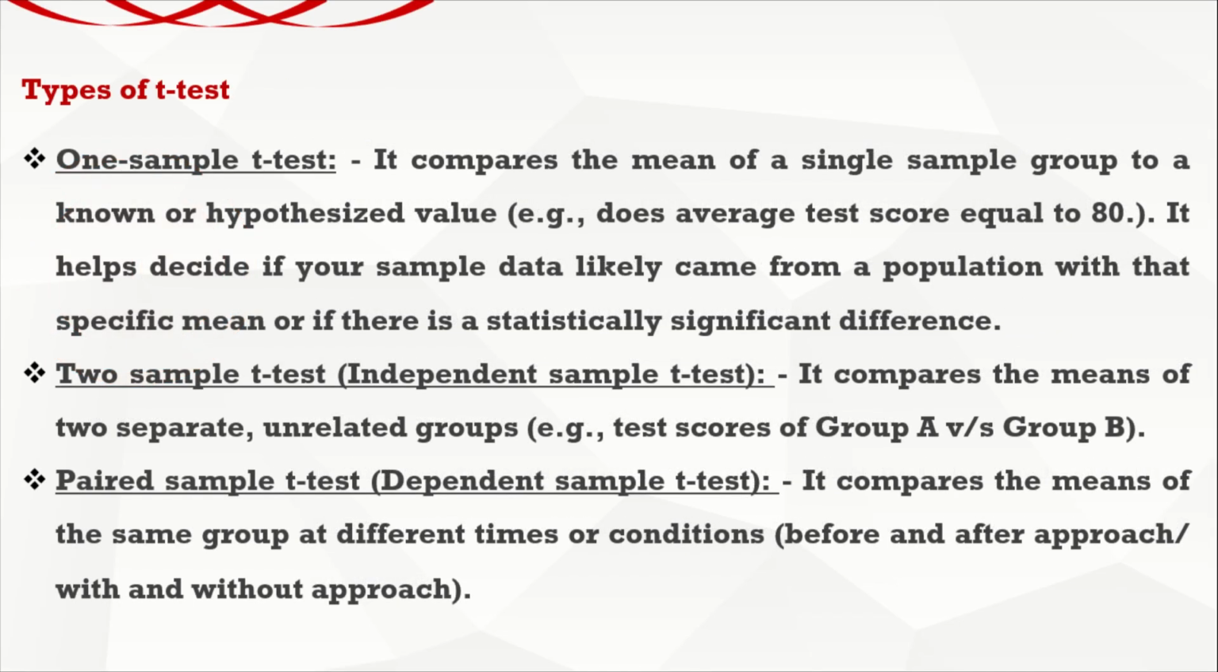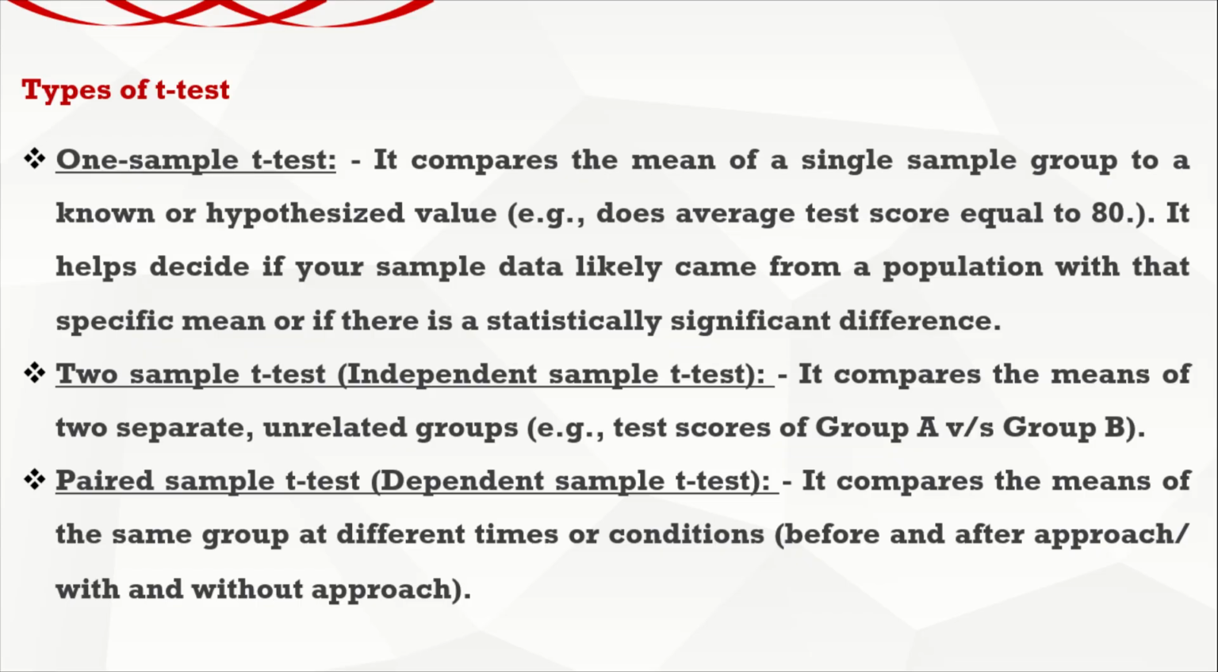Different types of t-test. One sample t-test. It compares the mean of single sample group to a known or hypothesized value. That is, does average test score equal to 80? It helps to decide if your sample data likely came from the population with that specific mean or if there is statistically significant difference. Next is two sample t-test, or otherwise known as independent sample t-test.